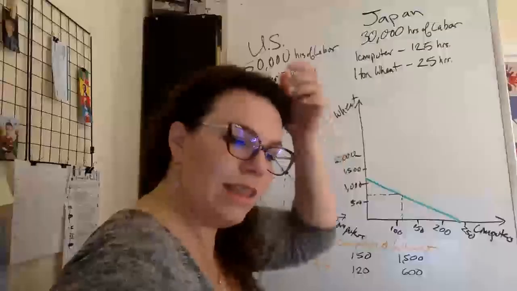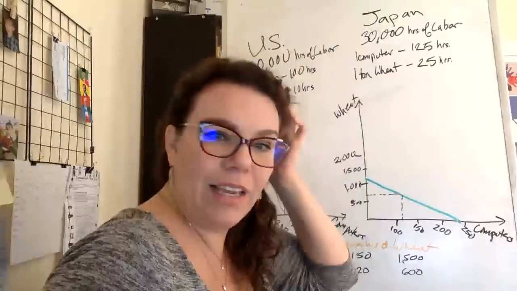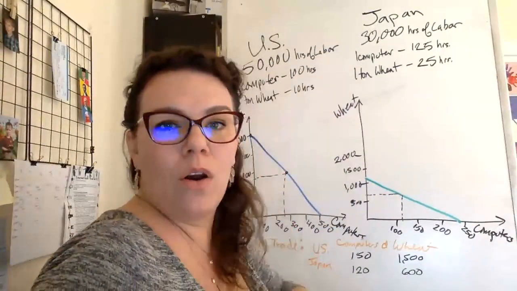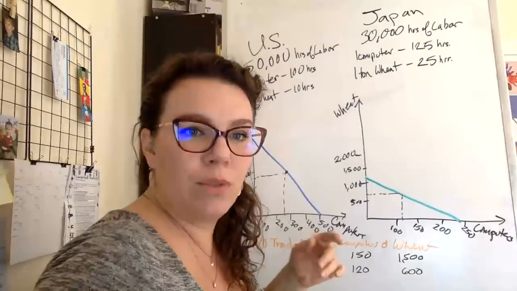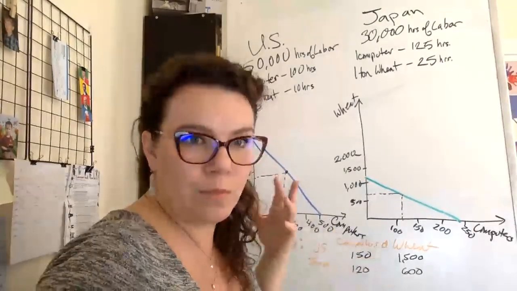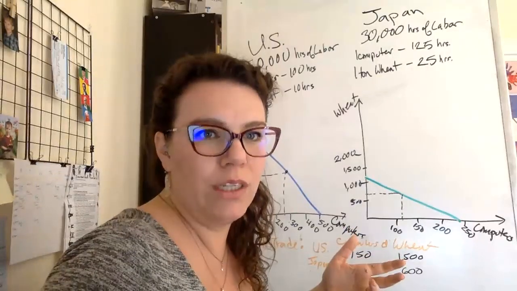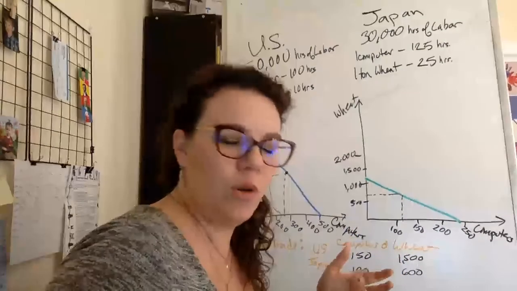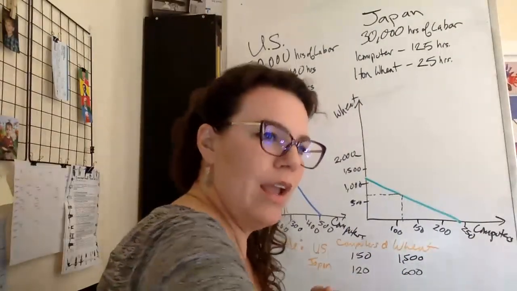So let's have, as we saw in the slides, the US focus on producing more wheat than they normally would. And we're going to have Japan focus on producing all computers. And we could do a lot of different versions of this that would still show the effects.